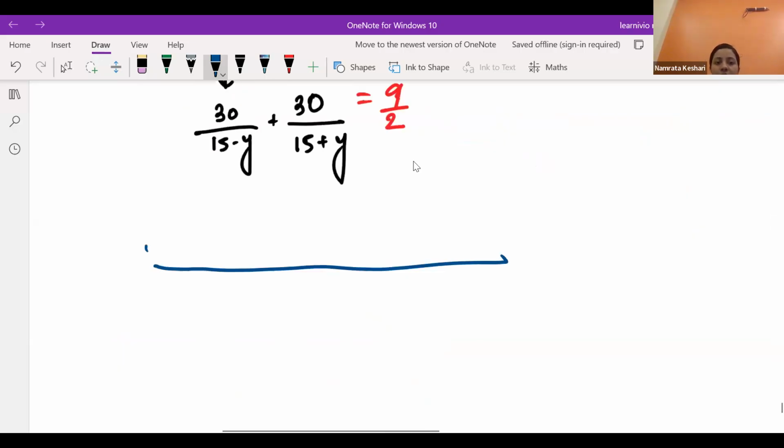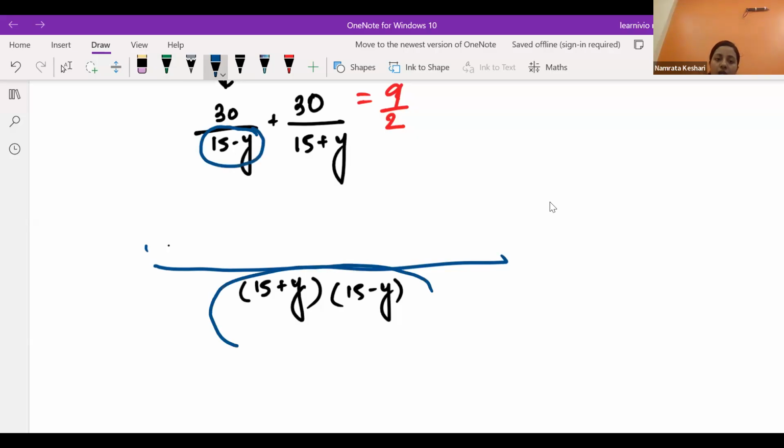So the LCM will be, see, these two are completely different. 15 minus y and 15 plus y are completely different from each other. So your LCM will be 15 plus y and 15 minus y, right? Even though the terms are the same, the brackets are completely different. You cannot say it is the same. That's why you take out the LCM in this manner. Now in the numerator, I have always explained that you compare the older denominator with the current denominator. In the LCM part, anyone having any confusion?